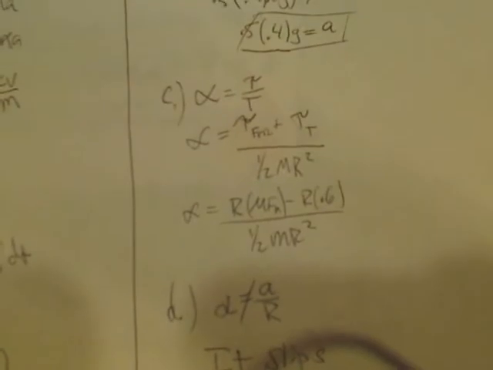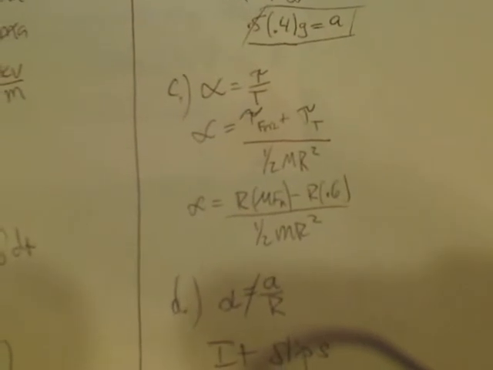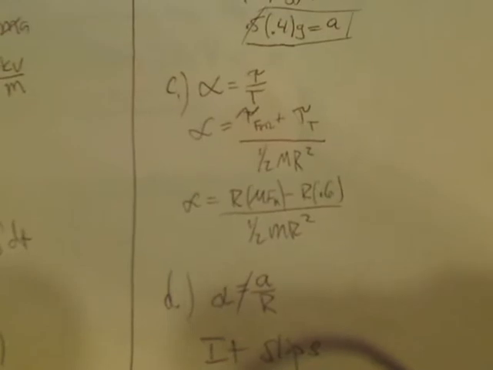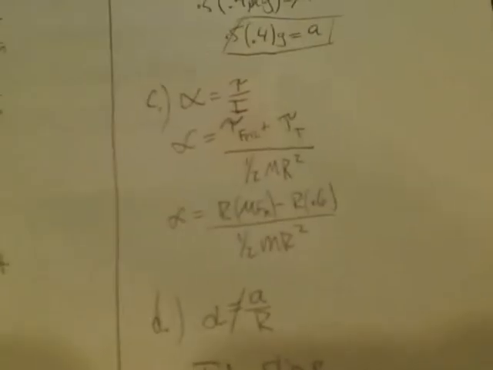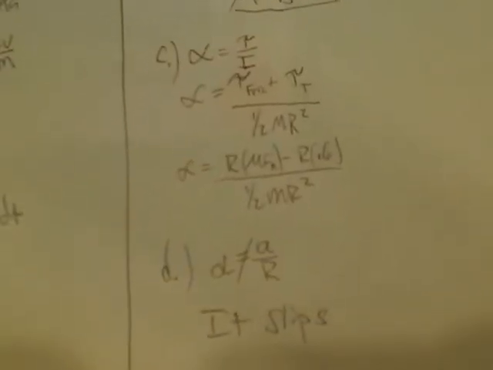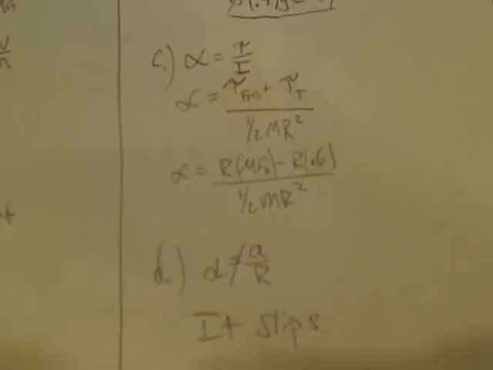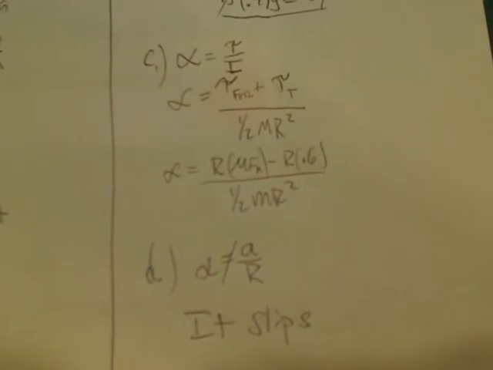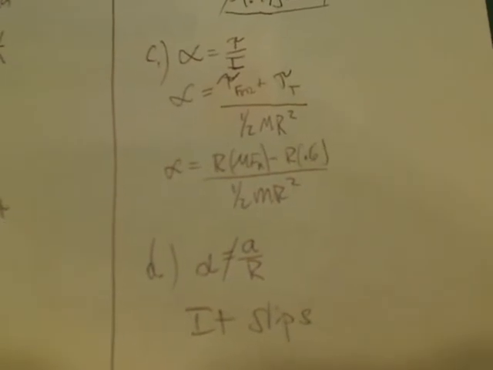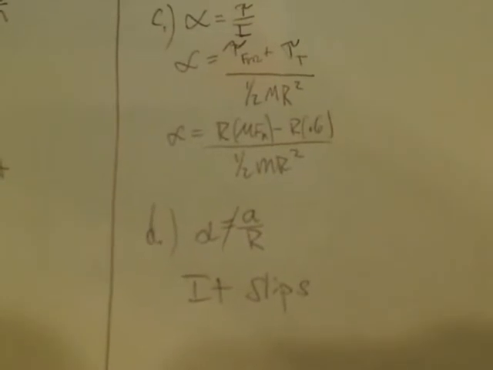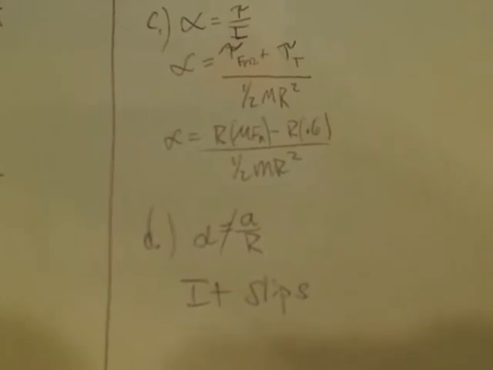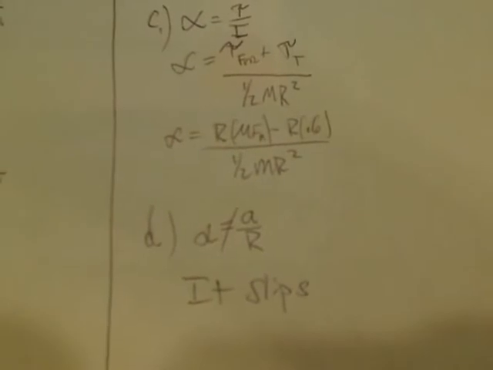C, then you're asked for the angular acceleration, so angular acceleration is going to equal torque over I. Oh, that's supposed to be an I, not a T, sorry. That's going to equal the torque of friction plus the torque of tension. So that's going to be equal to r times mu Fn minus r times 0.6, over the I, which is given as 1/2 mr squared.